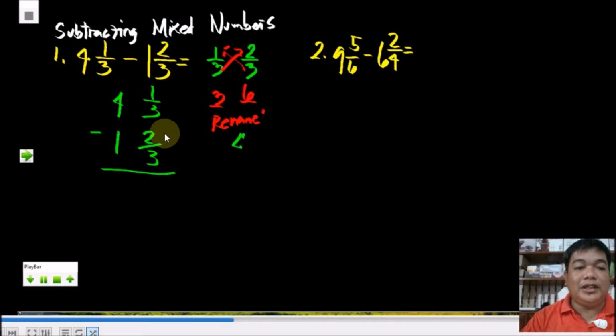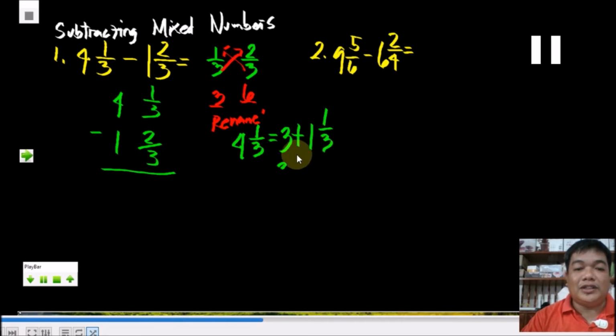So from 4, we have here 3 plus 1, then add the fraction 1/3. So we have here 3 plus 1 and 1/3. So 1 and 1/3, this time we're going to change 1 and 1/3 to an improper fraction. How are we going to do that?